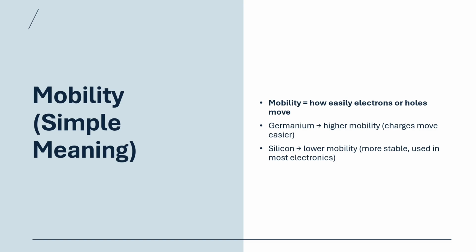Mobility. Mobility simply means how easily electrons or holes can move through the material. So materials like germanium have higher mobility, so charges are able to move more easily. Silicon has a lower mobility, but it's more stable, which is why it's used in most everyday electronics.